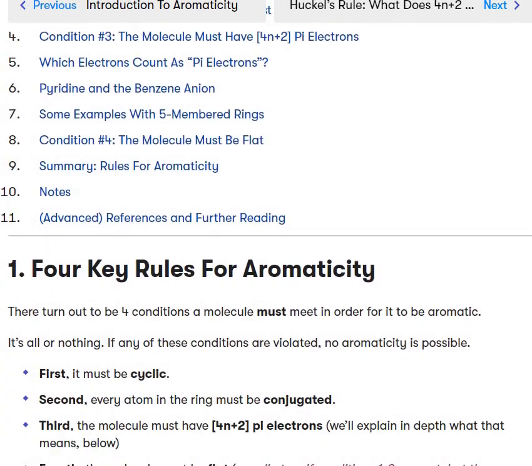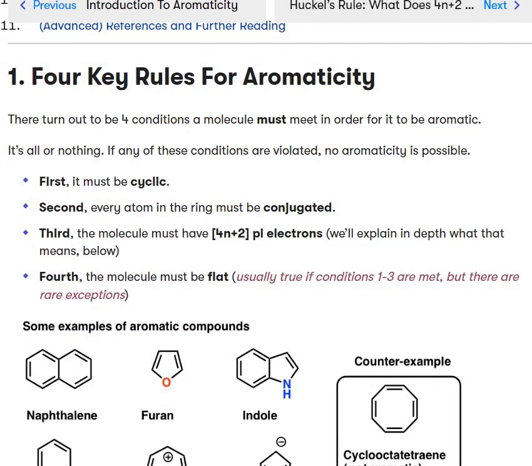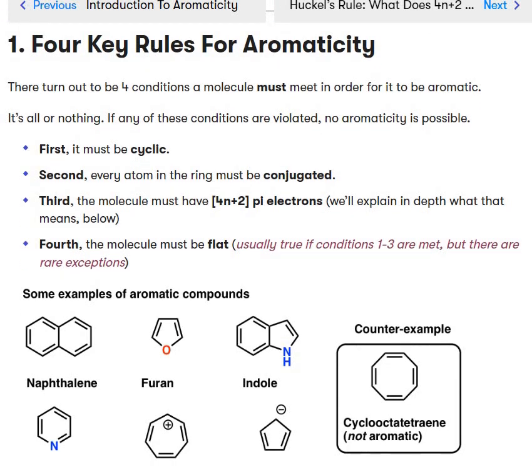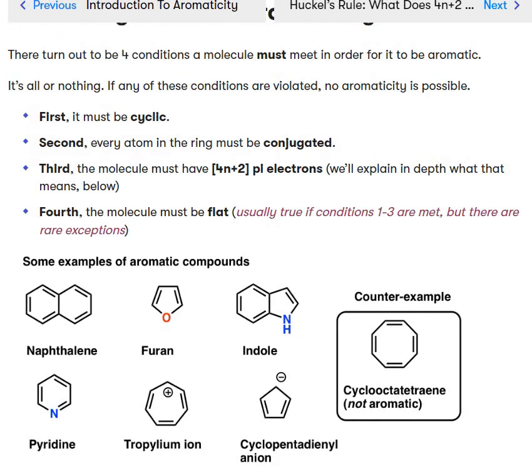So let us start learning step by step. Four key rules for aromaticity. There turn out to be four conditions a molecule must meet in order for it to be aromatic. It's all or nothing. If any of these conditions are violated, no aromaticity is possible. First, it must be cyclic. Second, every atom in the ring must be conjugated. Third, the molecule must have 4n plus 2 pi electrons. And fourth, the molecule must be flat.